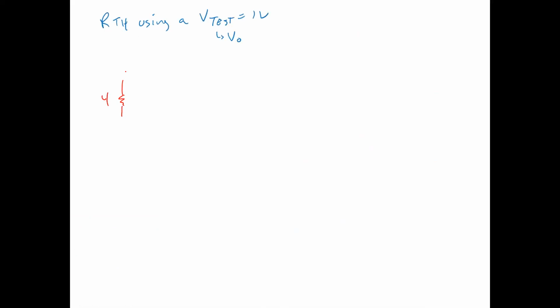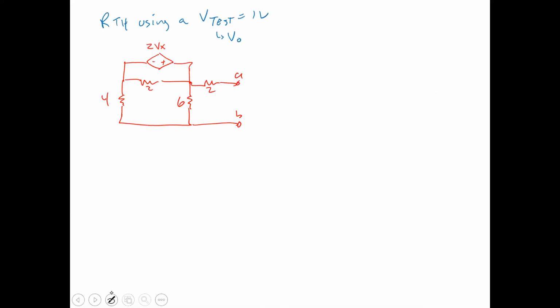So we're going to redraw the circuit now, and we're going to have a voltage source at the terminals. Oops, let's just erase that last line. And here are the terminals A and B. And we're going to hook up a voltage source.